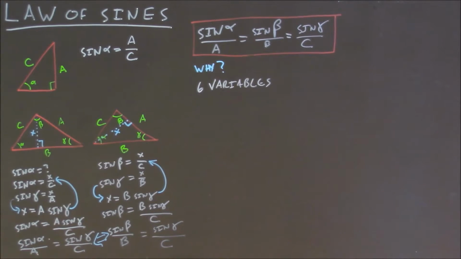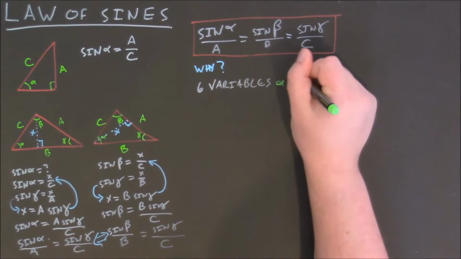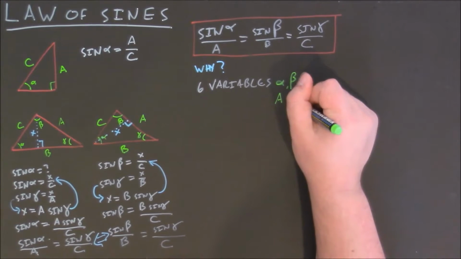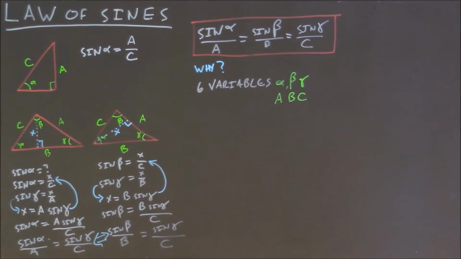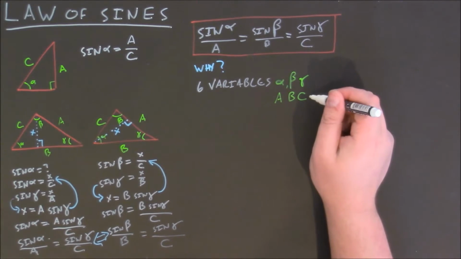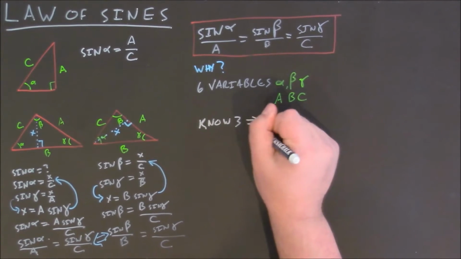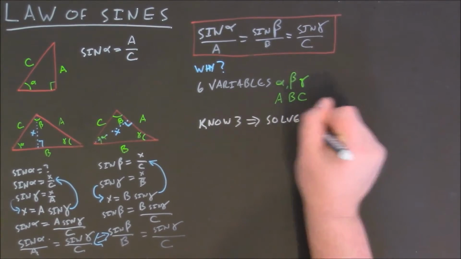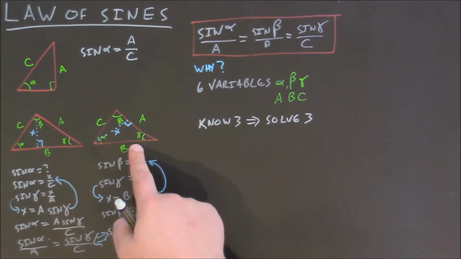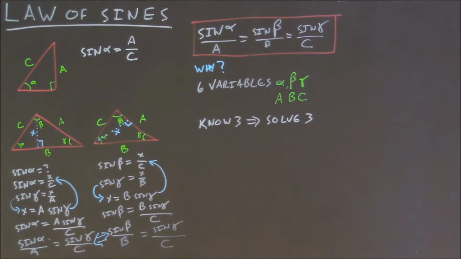In this triangle, we have 3 angles, alpha, beta, and gamma. And then we have 3 sides, A, B, and C. Now, in this case, if we know 3 of these values, we can solve for the other 3. So if I don't have all the information about this triangle, but I have at least 3 of these values, I can get the rest of the information that I need.